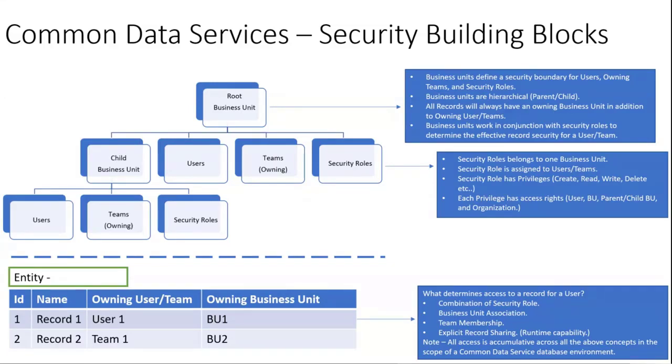And then what determines the access to a record for a user, right? So it's a combination of security roles, which are cumulative, and the business units it is associated with. So depending on where the team or the user is placed, team memberships, right? What users are part of which teams, and explicit record sharing. So if the record is being shared, it looks through all these layers and that's what derives the access to a record. So it's pretty intense what it does in the background to get you the records for a given entity that a user has access to.